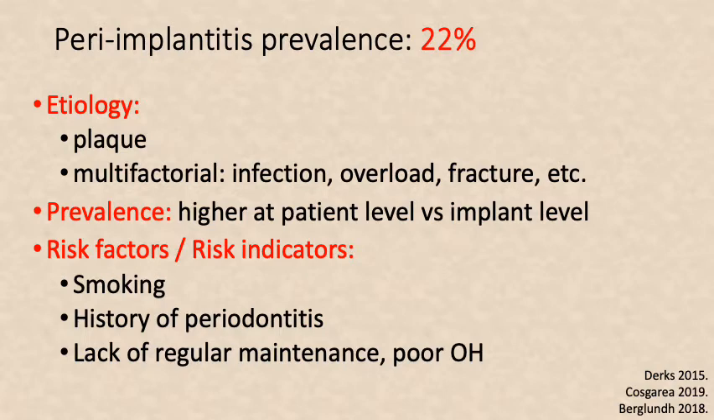Its prevalence is higher at the patient level versus the implant level, meaning some patients are more prone to get peri-implantitis than others, especially if they have a history of periodontitis, for example. Which brings us to the risk factors and risk indicators of having peri-implantitis. We know smokers have a higher risk, and I believe it's 2 times or 3 times the non-smoker risk of getting peri-implantitis. If you have a history of periodontitis, which is gum disease, this is also considered a risk factor for having peri-implantitis.